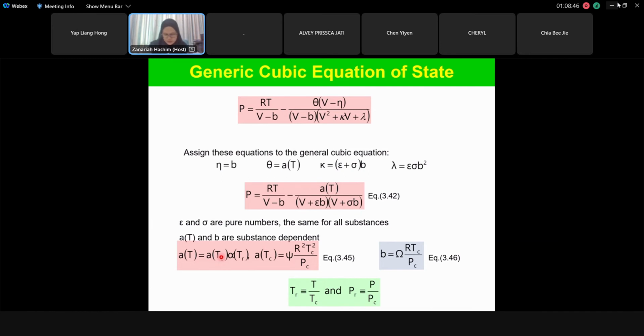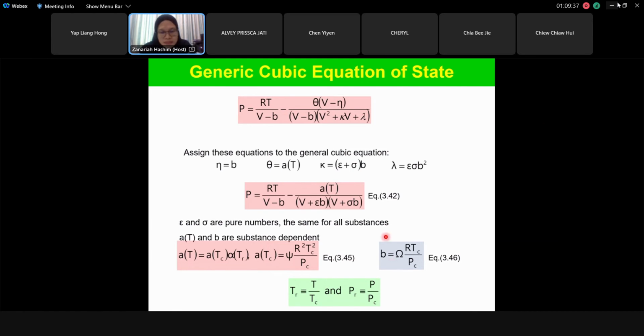It's a bit confusing. Oh yeah, okay. So A as a function of T is equal to A as a function of TC, critical temperature, times alpha, which is a function of TR. Okay, and then this is the equation for A as a function of TC. Okay, so you have a lot of equations here. Don't worry, you don't need to memorize the equations. Okay, you can refer to your textbook for the equations. Okay, so this is the equation for A as a function of TC.